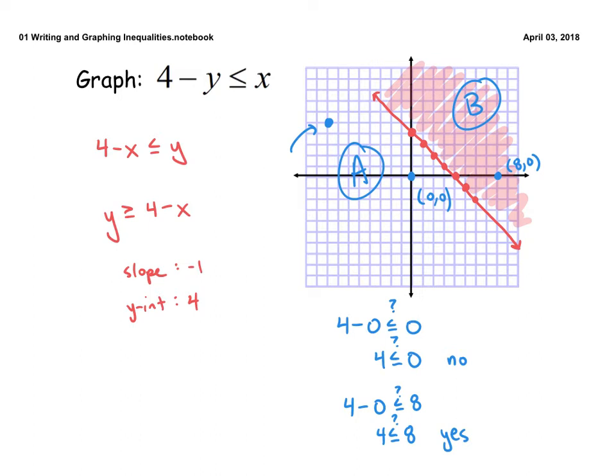Now, again, there are many of you that can see this equation right here, and it says y is greater than or equal to, which means that you know you need to shade above the line. But for some of you, that's going to be a little bit tricky. So this is just a technique for you to know how to do that.